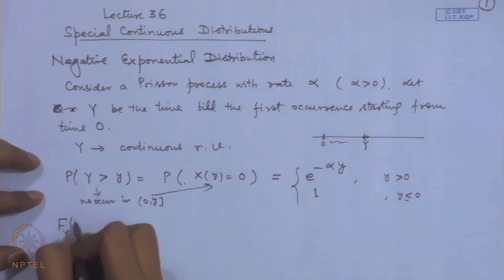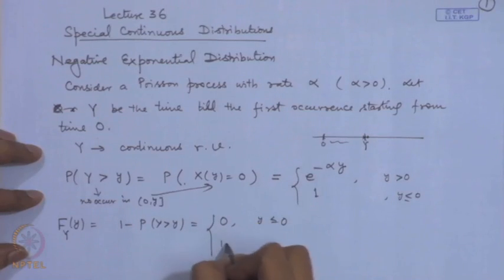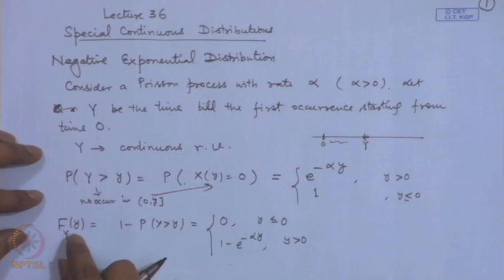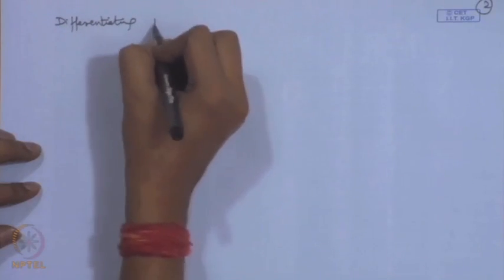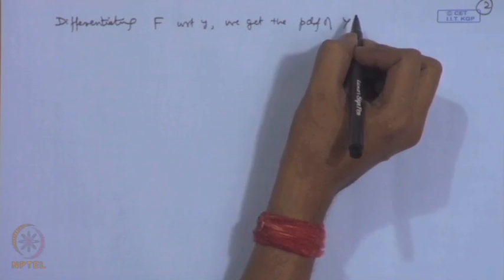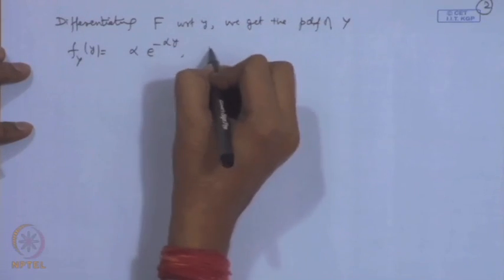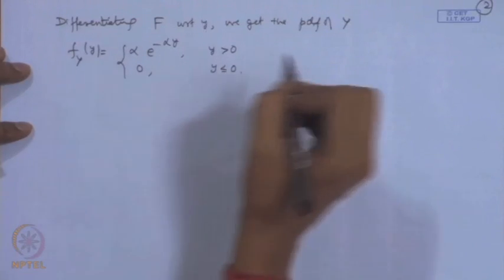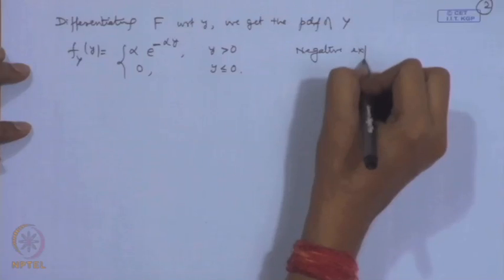So, if we consider the cumulative distribution function of y, that is 1 minus the probability of y greater than small y, then it is equal to 0 for y less than or equal to 0. It is equal to 1 minus e to the power minus alpha y for y greater than 0. Now, in the case of a continuous random variable, if we differentiate the cumulative distribution function, we will get the probability density function. So, differentiating capital F with respect to y, we get the probability density function of y. That is equal to f_Y(y) is equal to alpha e to the power minus alpha y for y greater than 0, it is 0 for y less than or equal to 0. So, this is called the exponential, and since there is a negative term in the exponent, this is actually called a negative exponential distribution.